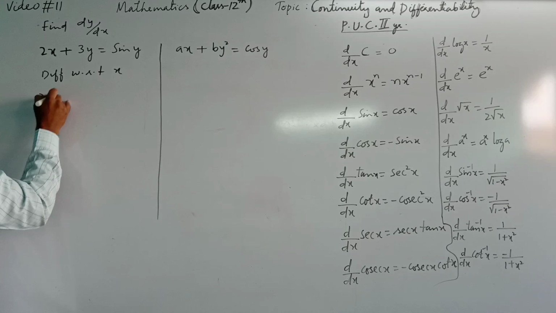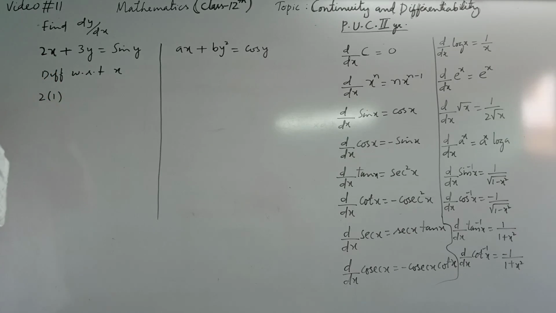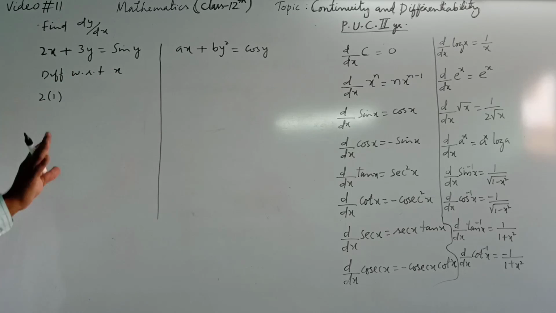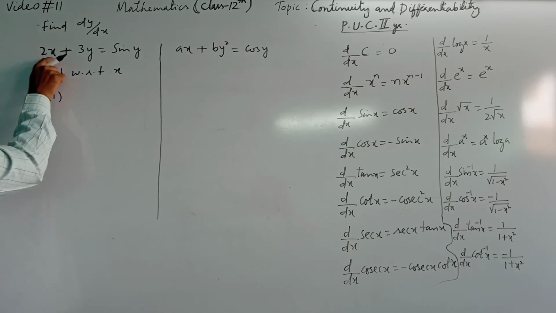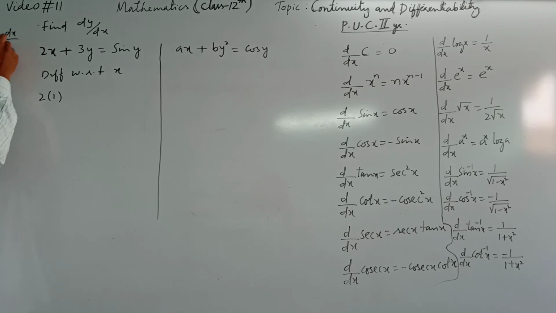2 into 1. 2 is multiplied to x, so it is kept as it is. When a constant is multiplied to a function, the constant is kept as it is, and only that function is differentiated. This is important. What is the differentiation of x with respect to x? 1. Differentiation of x with respect to x, I told you, is 1.